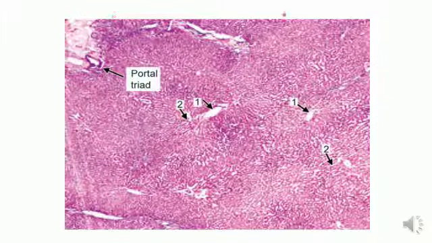And this is how we see it in the microscope. You can identify this is the central vein, and you can identify the hepatocytes radiating from the central vein, and in between the sheets of hepatocytes you can identify the sinusoids. Also you can identify the portal triad here.